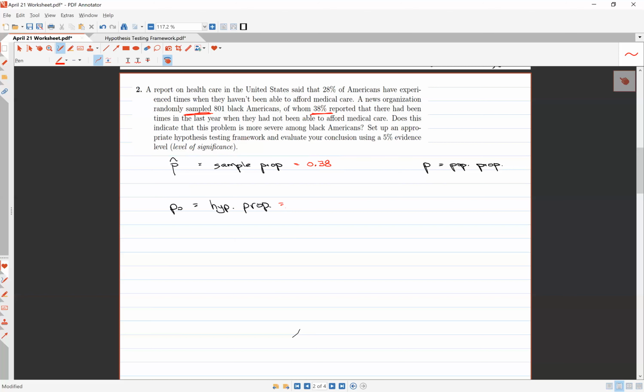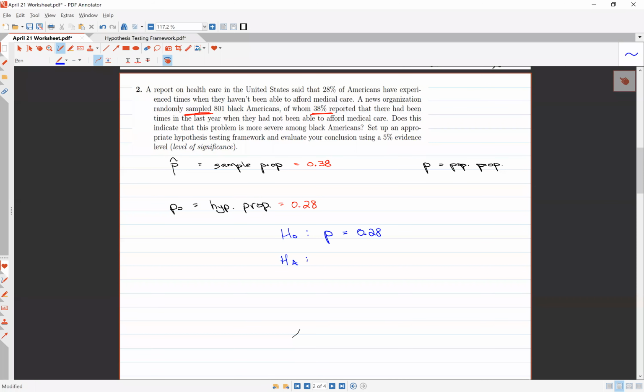So 38% there. Hypothesized proportion, what had previously been believed to be true, was 28%. And we want to now set up our hypothesis testing framework. So our null hypothesis will be that the population proportion maintains the status quo. We had believed there was 28%. We want to determine if it's still 28%.